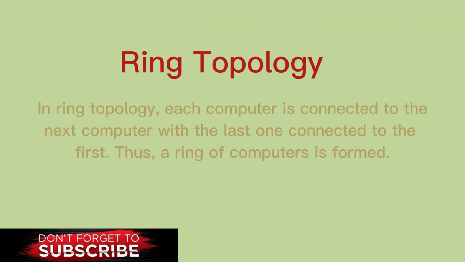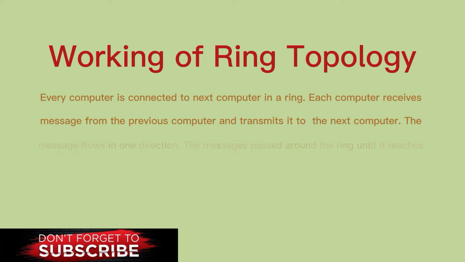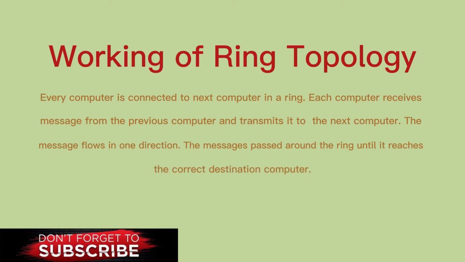Ring topology. In ring topology, each computer is connected to the next computer with the last one connected to the first. Thus, a ring of computers is formed. Working of ring topology. Every computer is connected to next computer in a ring. Each computer receives message from the previous computer and transmits it to the next computer. The message flows in one direction. The message is passed around the ring until it reaches the correct destination computer.